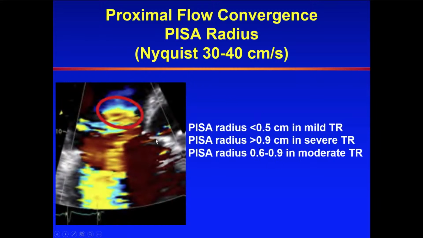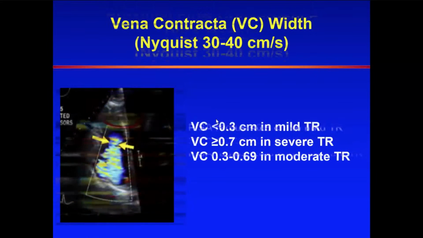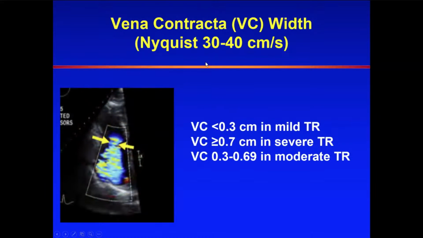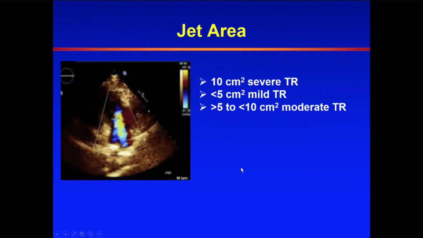A word of caution: you want to get a good delineation of this region and you want to sample it from multiple views, so the RV inflow, the short axis, as well as the apical views. The same comment applies for the vena contracta. The cutoff values are less than 0.3 and 0.7 or above, and in between is moderate. Again, you want to be able to get these decent views, which would include adjusting gain settings as well as paying attention to the aliasing velocity, as you saw in the recommendations.